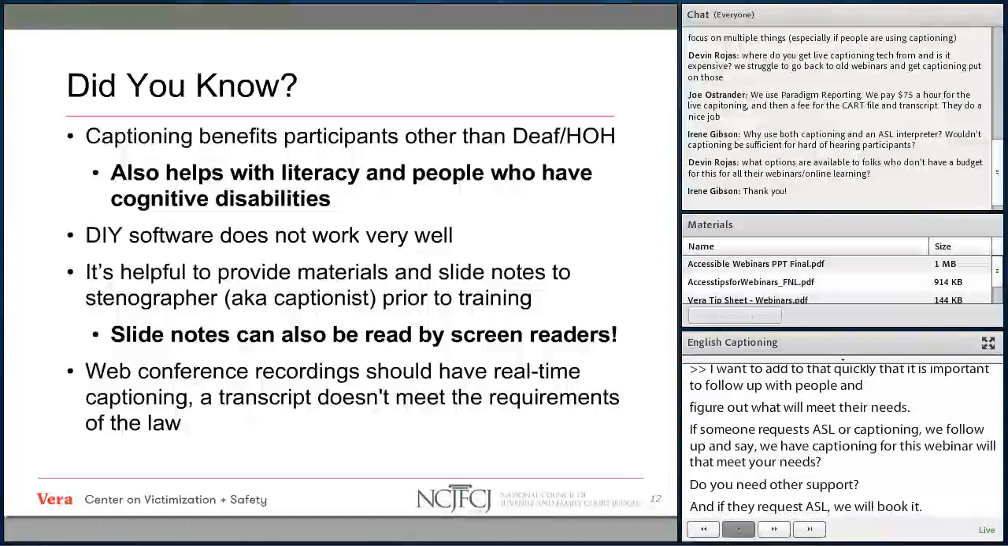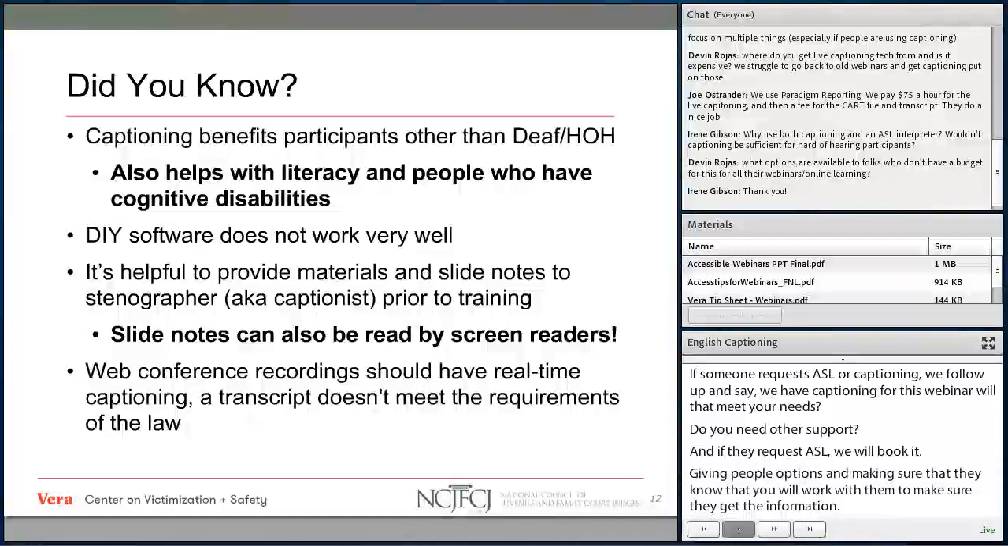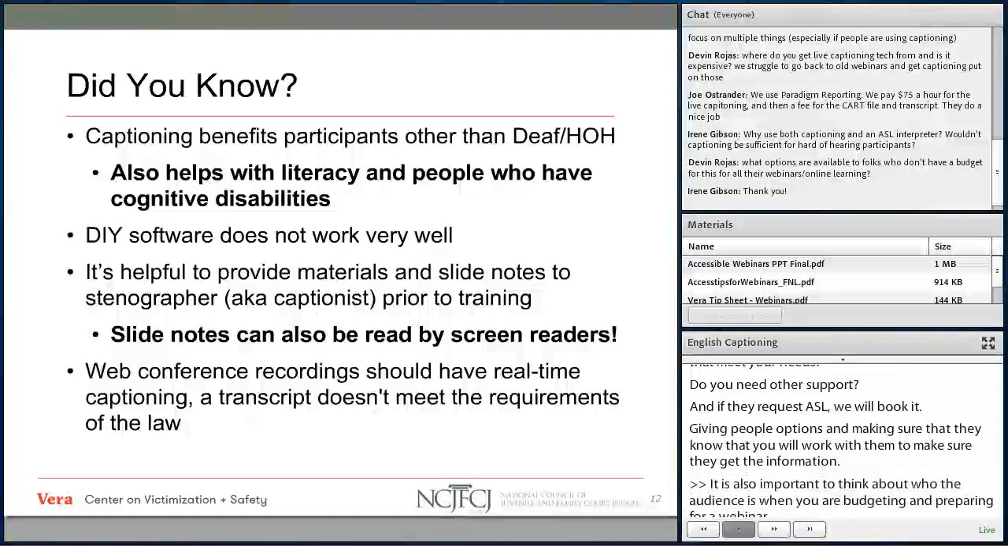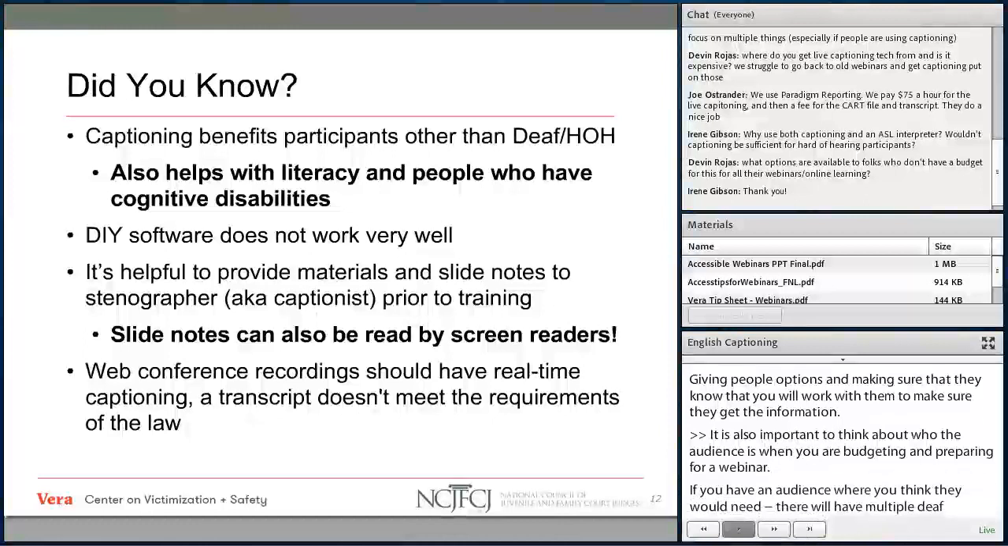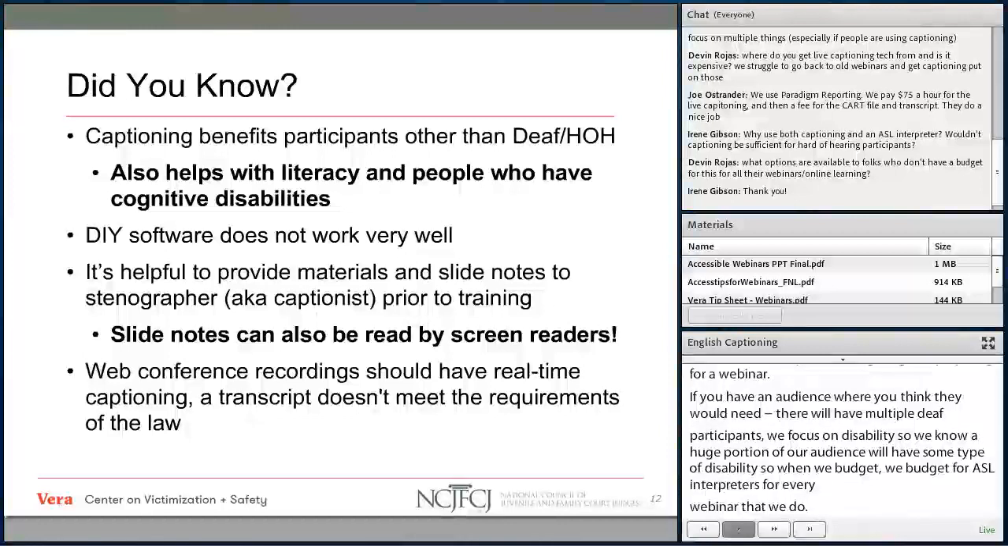It's also really important to think about who your audience is when you're budgeting and preparing for webinars. If you have an audience where you think there are going to be multiple deaf participants, for instance, our webinars focus on disability issues. So we know that a huge portion of our audience is going to have some type of disability. So we budget for ASL interpreters and live captioning for every single webinar that we do, just because those are requests that we get every single time. So depending on what your audience is and what the content of the presentation is, you'll need to be thinking about that in advance.